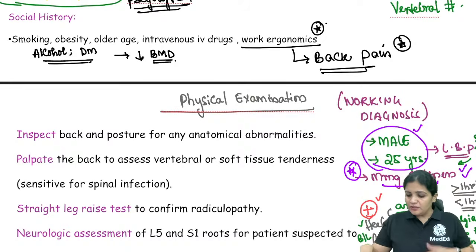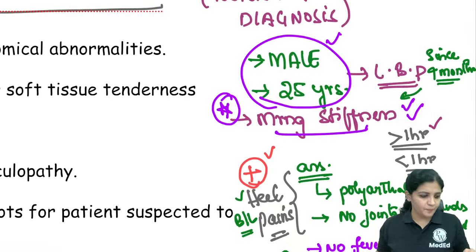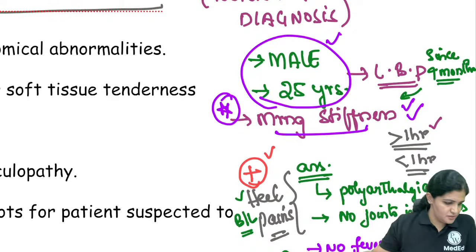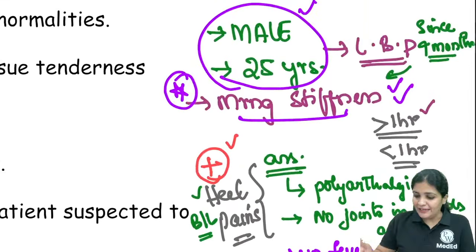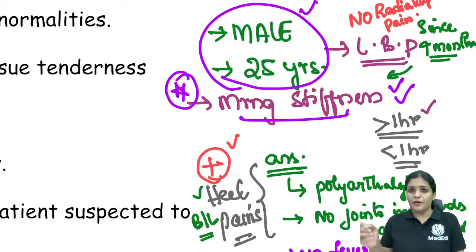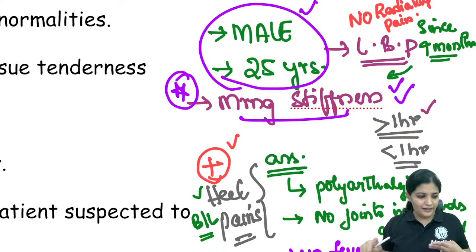Okay, so he has morning stiffness. So what else do you want to ask the patient? Do you want to ask any questions or do you want to conclude the diagnosis? Yes, you can ask him whether the pain is only low backache. So there is no radiating pain. Okay, so there is no radiating pain, so there is no sciatica. That means you can rule out the PIVD. You can rule out the spondylolisthesis and stenosis. So no claudication, no radiating pain.